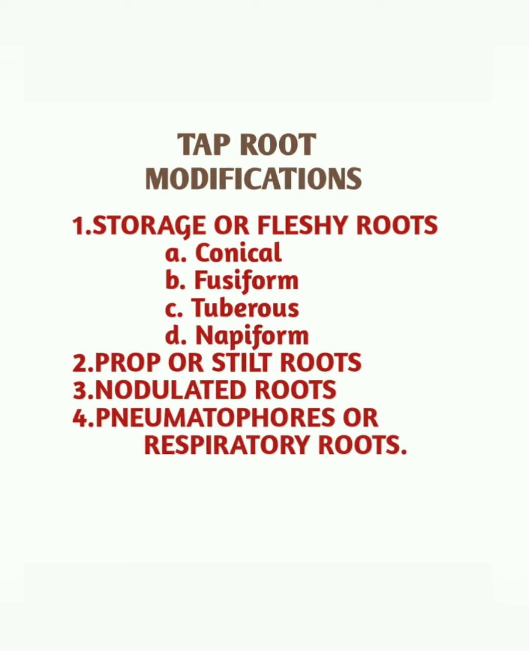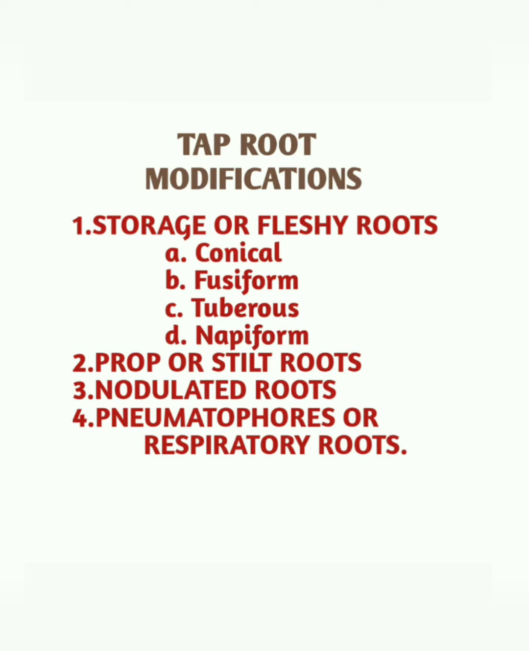Here is a list of the kinds of taproot modifications. The first one is storage or fleshy roots. Second is prop or stilt roots. Third is nodulated roots. Then the last one is pneumatophores or respiratory roots. So taproot is undergoing four kinds of modifications. Now we will see each and every type along with examples and their pictures.